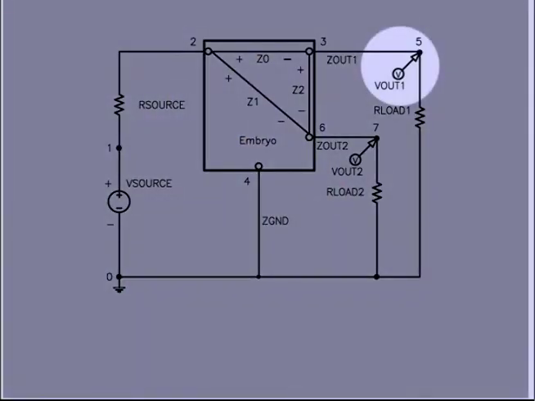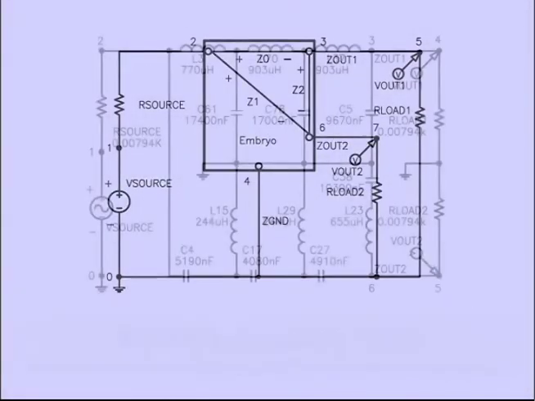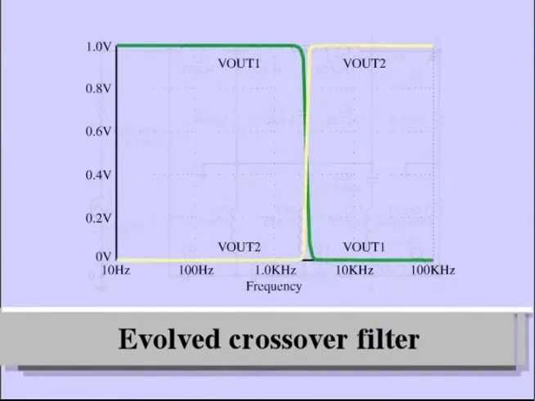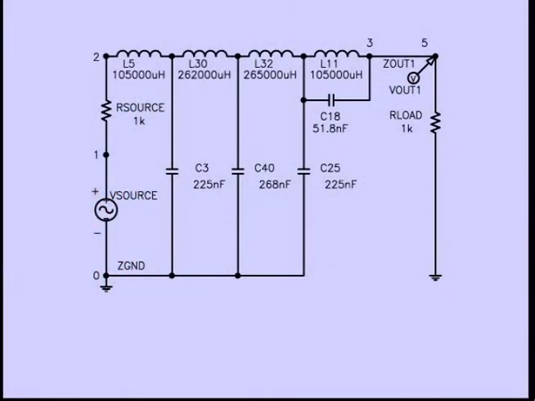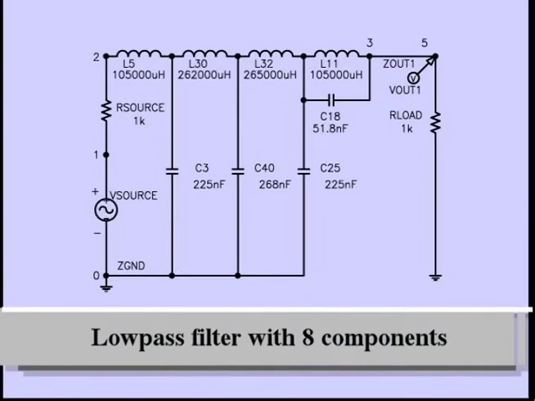Circuits with two outputs can be evolved by changing the initial circuit so that the test fixture has two outputs, and enlarging the embryo so that the incoming signal can be connected to the two outputs. This evolved crossover filter passes the low frequencies to the woofer output and the high frequencies to the tweeter output, and infringes on another Zobel patent concerning the construction of crossover filters. Circuits can be evolved with fitness measures that explicitly consider parsimony or parts count.